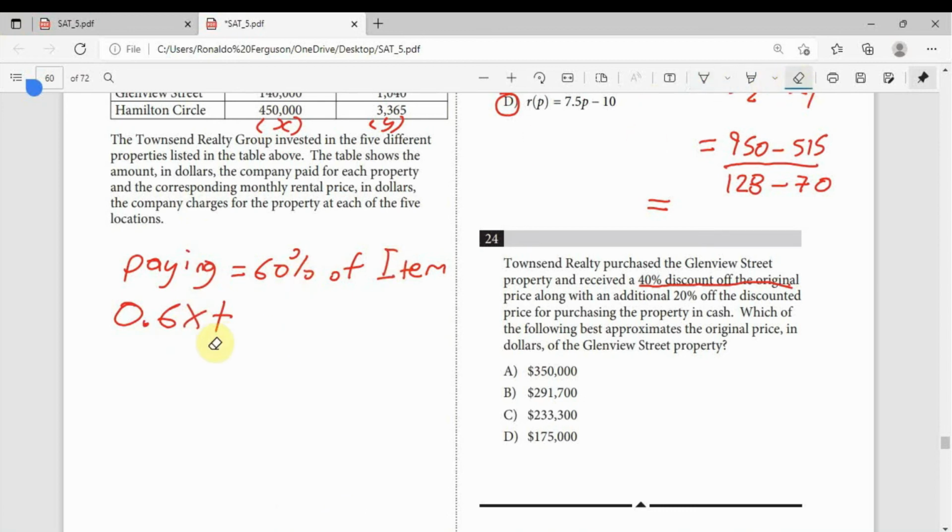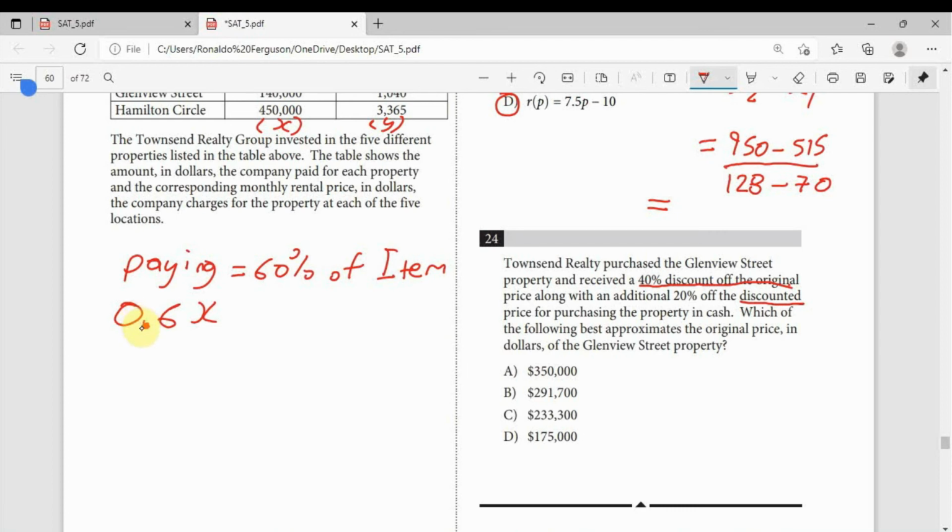This is saying 0.6x. X is the original price. That's what we're trying to find. Then they say that after you pay that, you get an additional 20% discount for purchasing the property in cash. So you get 20% off that discounted price. So they're going to give us another 20% discount.